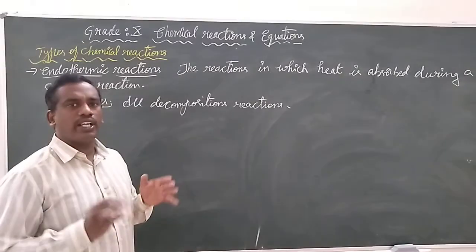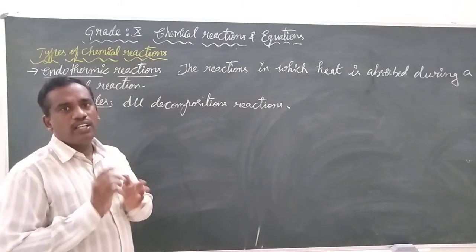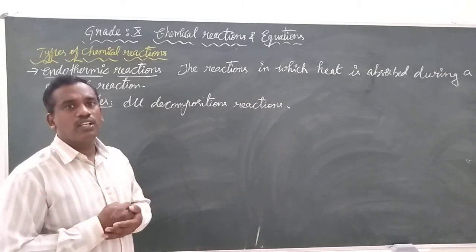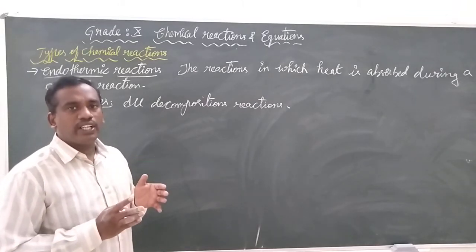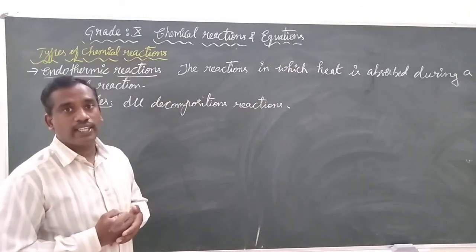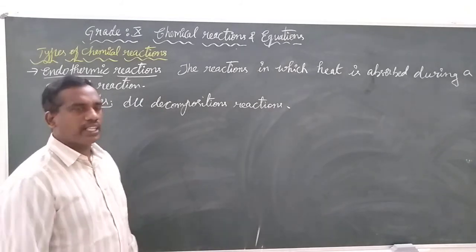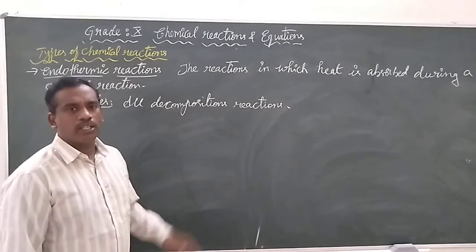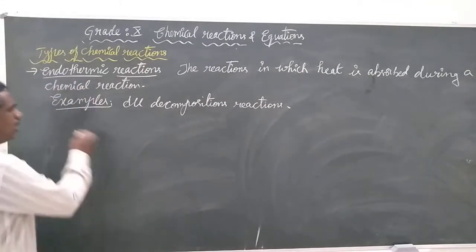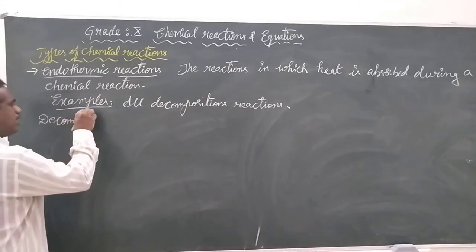During combination, reactants combine to give one product. Think of the reverse: one reactant will give two or more products during a chemical reaction. Those are called decomposition reactions. So let us give the definition first. Decomposition reactions.